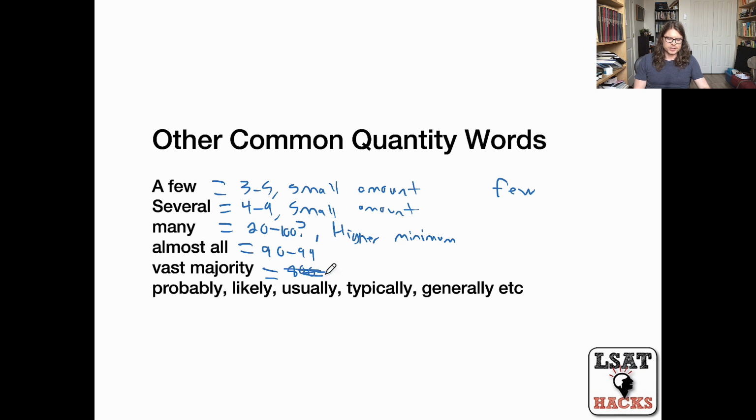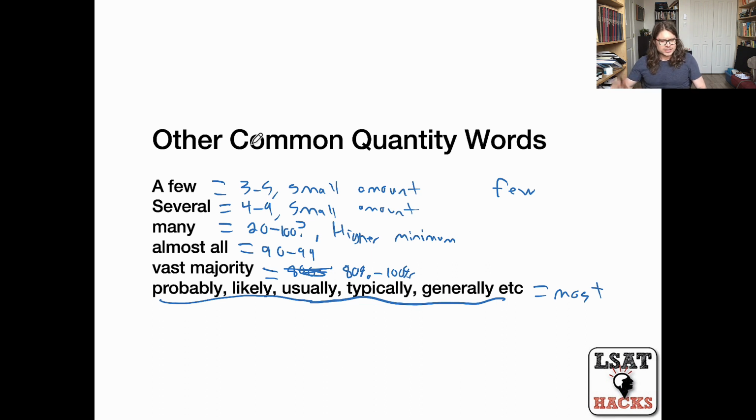Whereas the vast majority might be like 80% to 100%. And this is the only one from this list you really need to know. All of these words, the LSAT uses them like most. It's the one case where I'm not actually sure that these definitely mean most in real life, but the LSAT treats them as such. And so these all are like 51 to 100. And any other word that is like these words also means most.